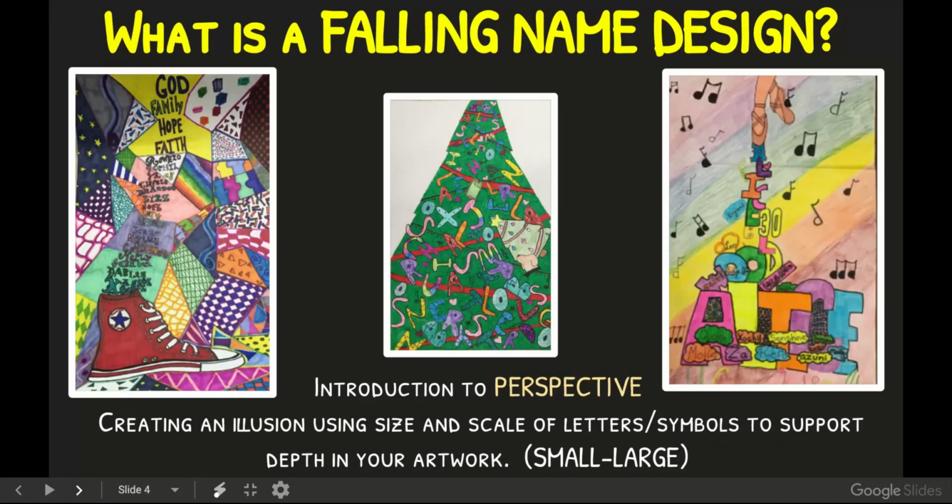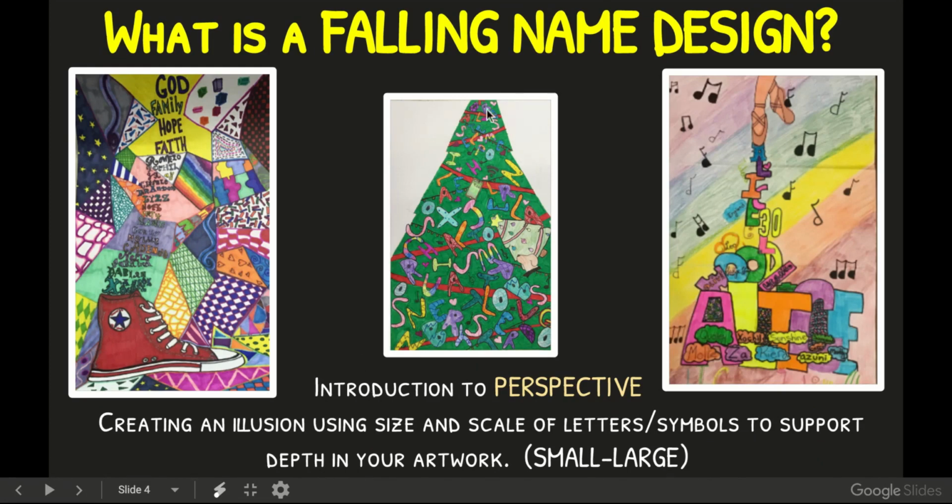Now, what is a falling name design? It is Introduction to Perspective. It's creating an illusion using size and scale of letters and symbols to support depth in your artwork. What that means is you're tricking our eye and making us think things are falling down the page.